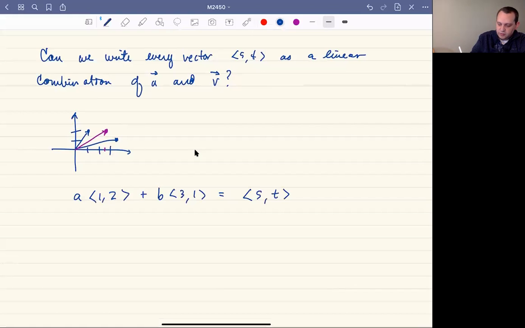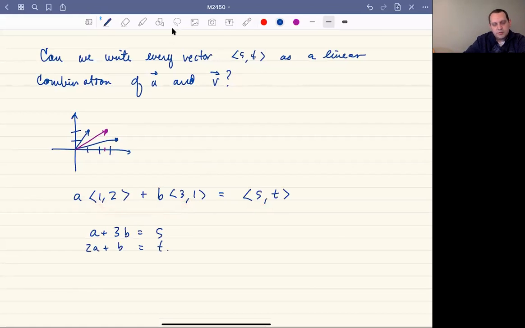And so we have to solve the system a plus 3b equals s, just looking at the first components. So what I did is I moved the a inside, moved the b inside, and then added those up. That should give us s. And likewise, 2a plus b equals t.